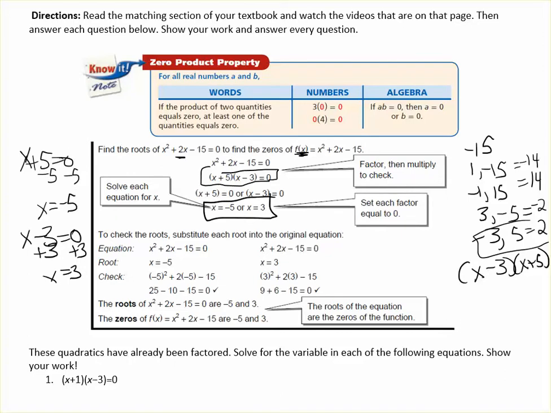We can check in a couple different ways. We can check by graphing, and we could use technology to graph this and see if the quadratic function indeed passes through the x-axis at these 2 points. We can also substitute each answer into the original expression and see if it equals 0, because we had x squared plus 2x minus 15 equals 0. So we should get 0 when we do both negative 5 and 3. And you'll find that this one is indeed correct.